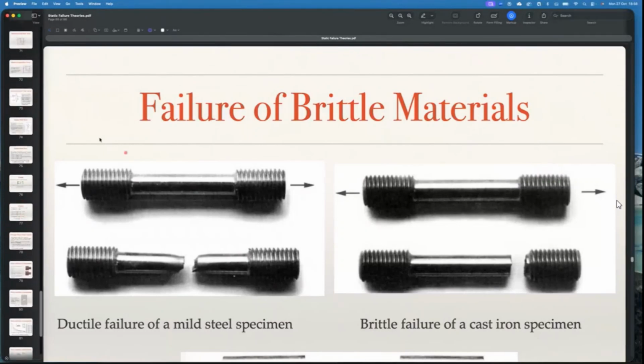Okay. Sorry. Hello, sir. Any problem assignments you will give, sir, for our practice? I will give you one more assignment. I will give it by tomorrow evening, so that you can practice the static failure theories. Yes, sir. Thank you, sir.